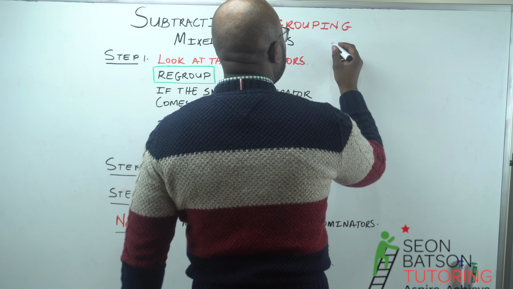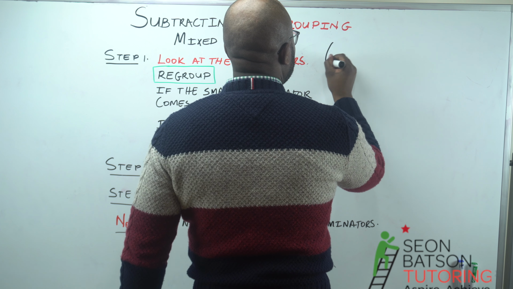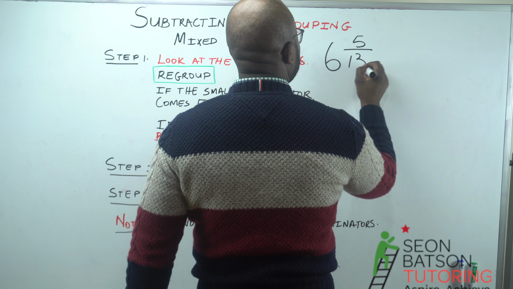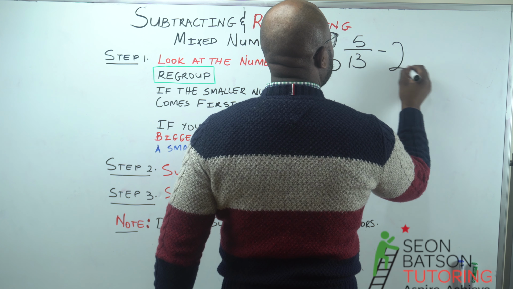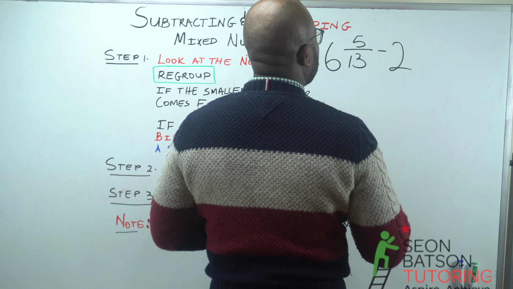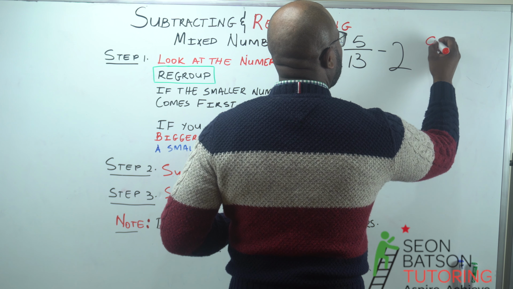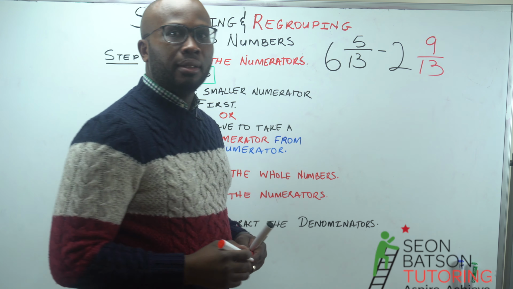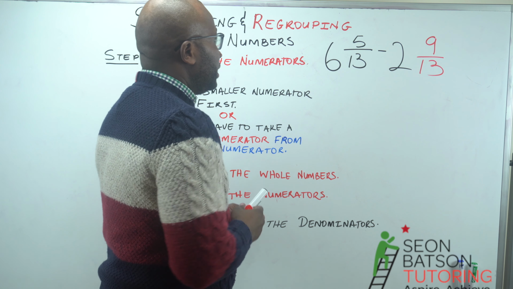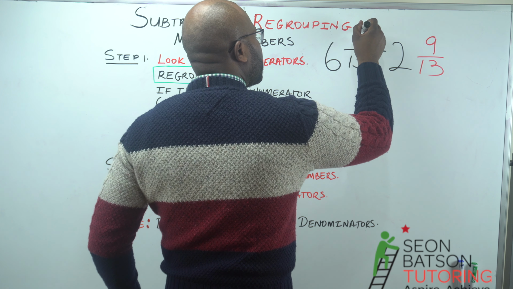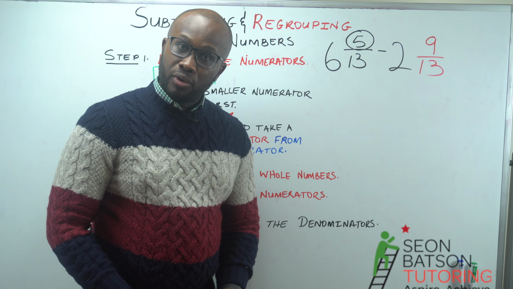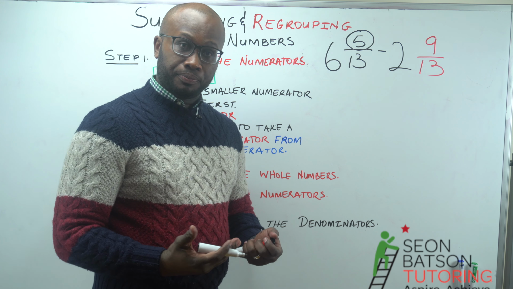Let's try one. Let's try 6 and 5 over 13, take 2 and 9 over 13. Yes? Now, see the problem? Yes. The smaller numerator comes first. So because the smaller numerator is first, we will regroup.